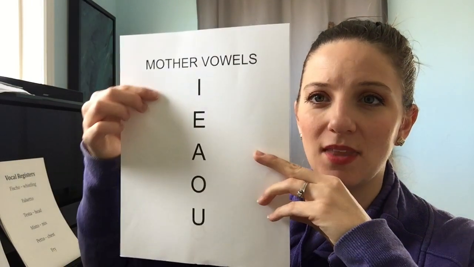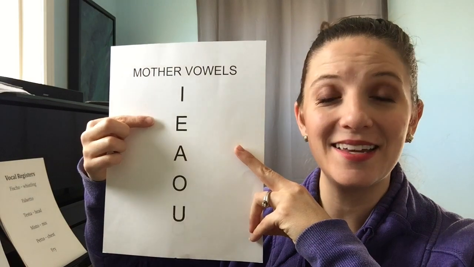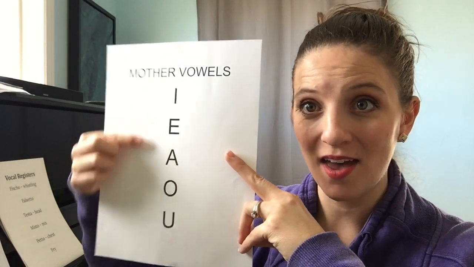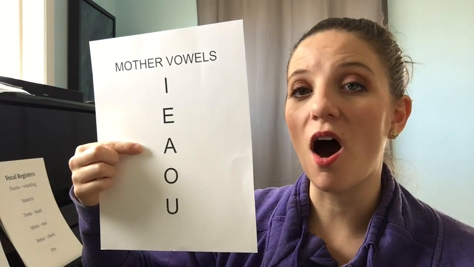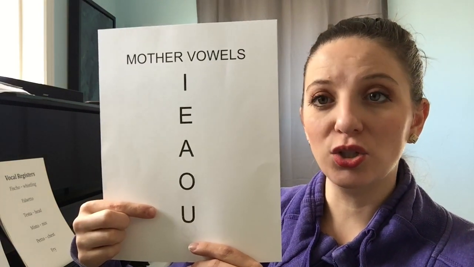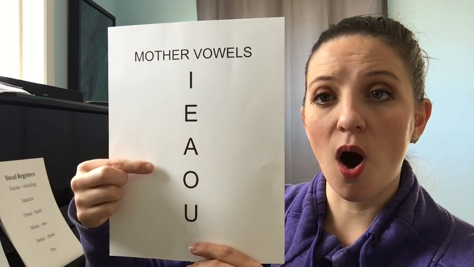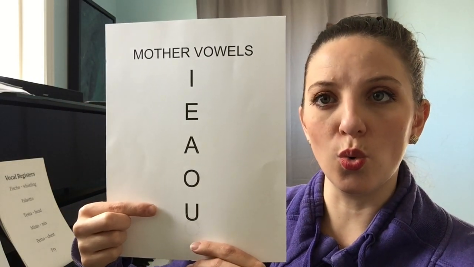Latin, Italian-based pronunciation of all these vowels. And with the I, we're going to sing E. And the letter E is going to be E. A is going to be A. O is O. And U is U. So E, E, A, O, U.